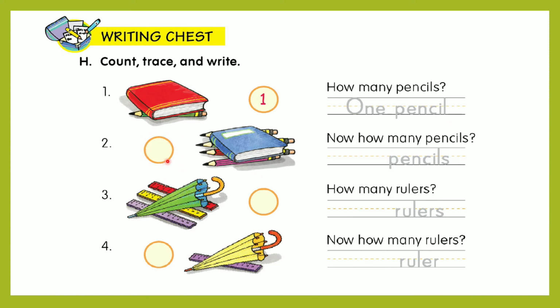In the circle right here, it's empty. Then let's look at this picture. We can see a blue book, and under the blue book we can see pencils too. Now let's count and find out how many pencils there are. 1, 2, 3, 4. Let's do that one more time. 1, 2, 3, 4. There are 4 pencils.